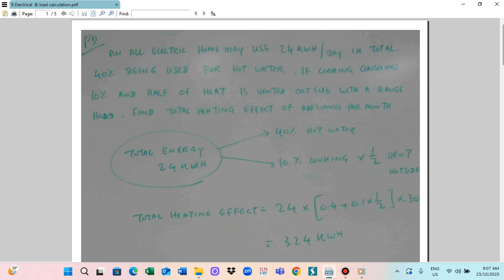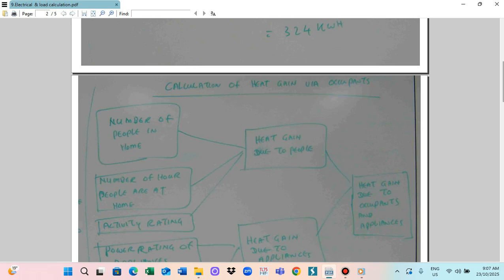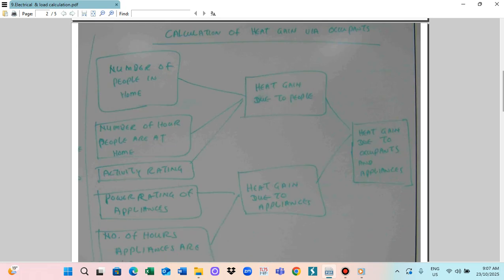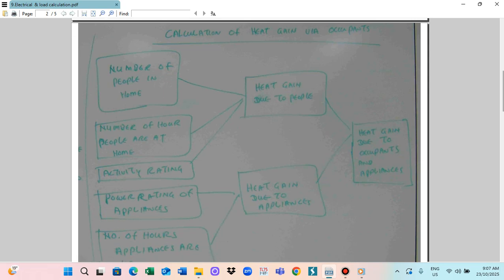So we calculate conduction heat transfer, and also we calculate the ventilation heat transfer, and this is for the airflow. Then we also have to calculate the heat gain via the occupants. So in buildings there are occupants, some appliances that produce heat, and also the people are producing heat. So now we will calculate the heat produced by the occupants.